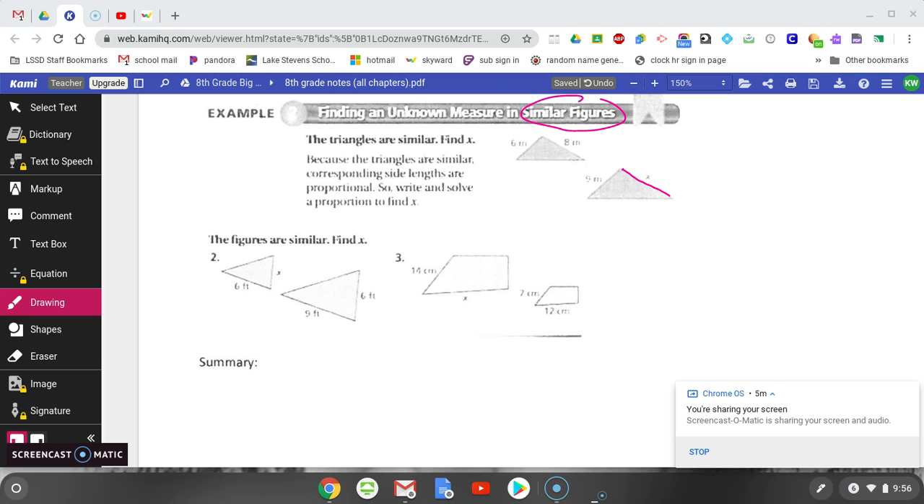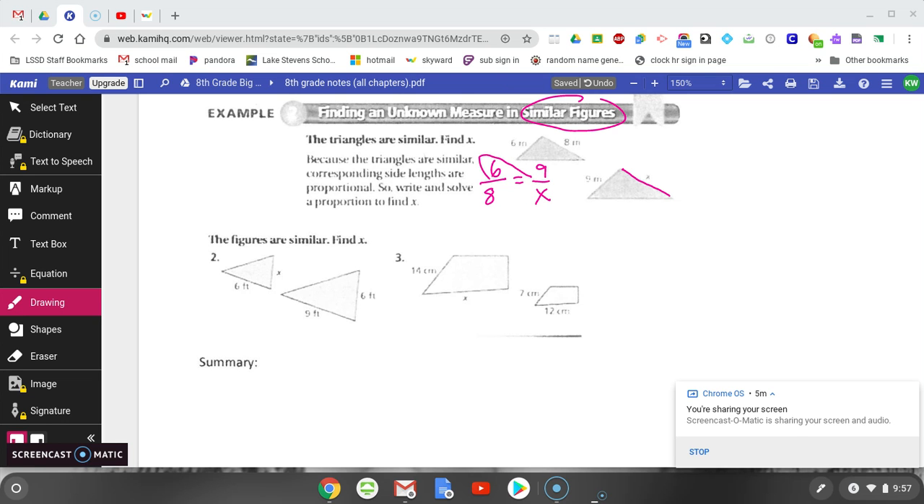So I'm going to compare the left side on top over the right side on bottom, which means the left side on my second triangle has to be on top and the right side has to be on bottom. And now I'm going to solve this equation. To solve this equation, I can use cross multiplication.